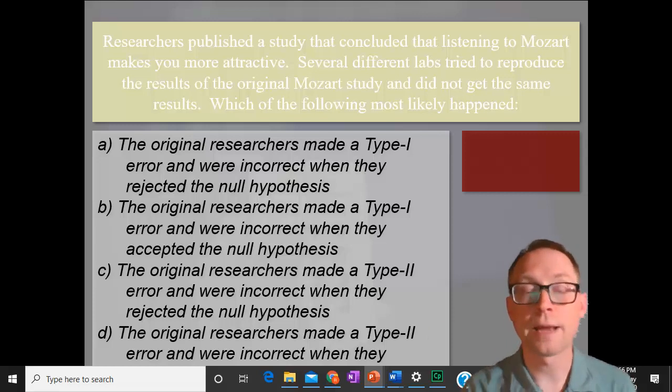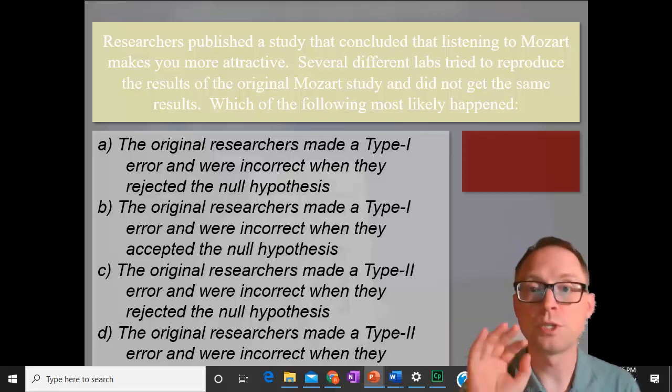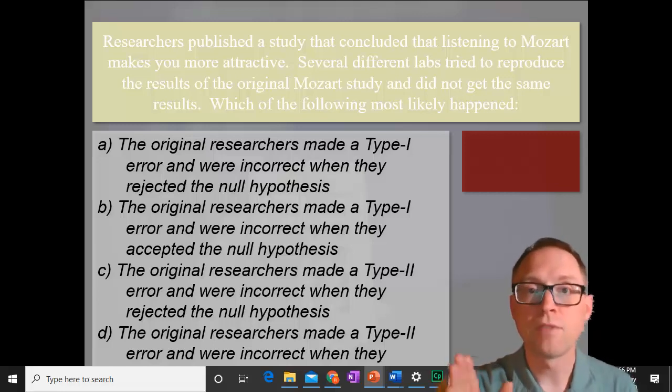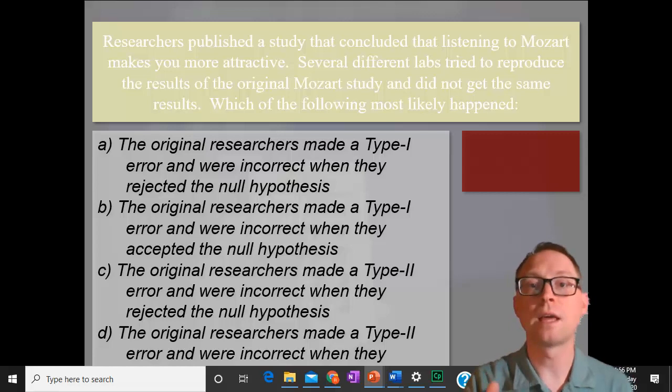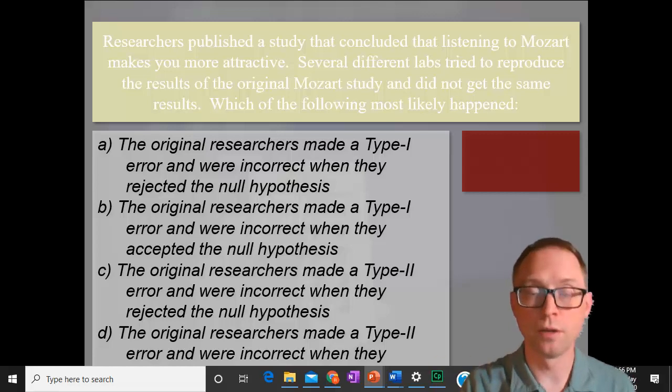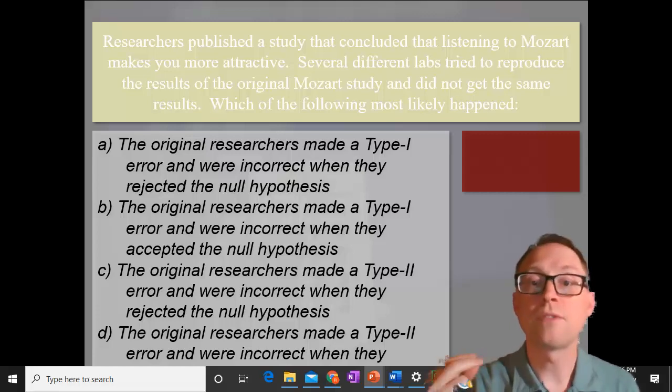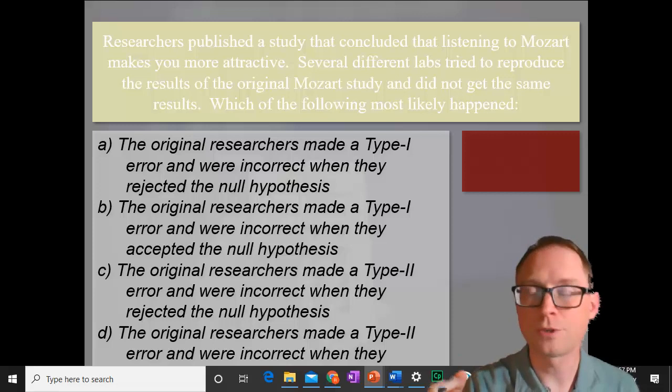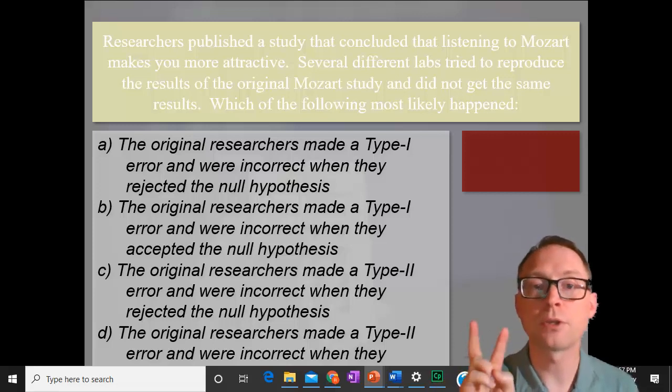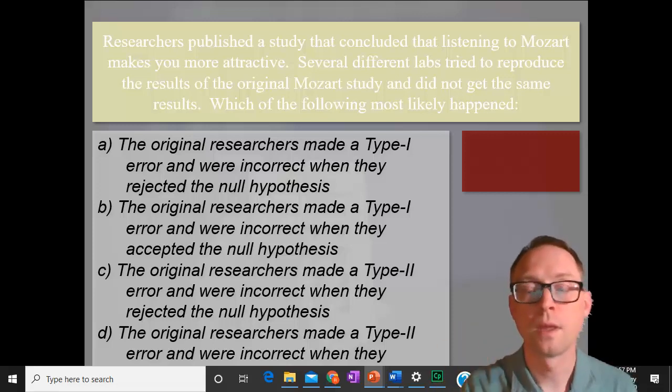The different labs after that did their own studies. Those would be separate studies. They tried to reproduce the results and they didn't find it. If they didn't find it, then that means that they failed to reject the null. So if they failed to reject the null when the null is false, that would be a type 2 error.